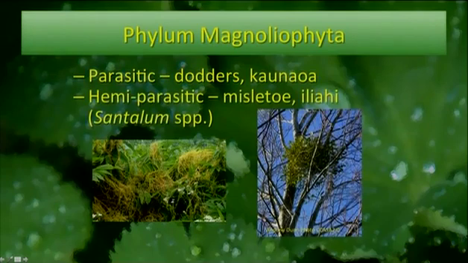Okay, we have some plants that are hemiparasitic, or sort of half parasitic. They actually do have green leaves, so they do some photosynthesis, like this mistletoe. Also iliahi, also known as sandalwood or Santalum species, are hemiparasitic in that they make some of their own food through photosynthesis, but they also send their haustoria into the phloem of other plants and suck up sugars from other plants. So they're sort of half. Hemi means half, like hemisphere is half of the globe. So hemiparasitic means they're kind of half parasitic.